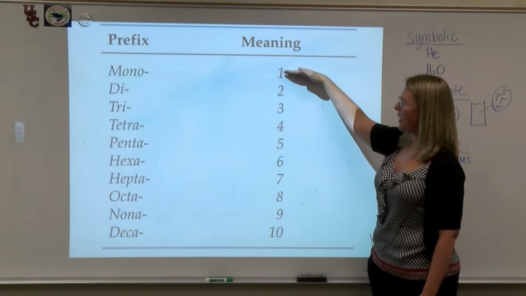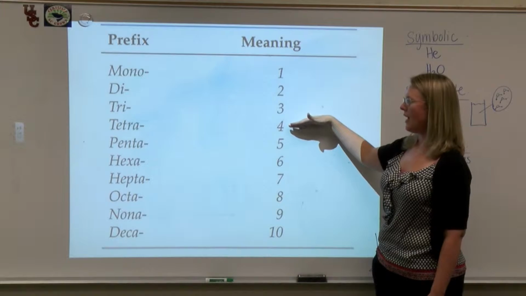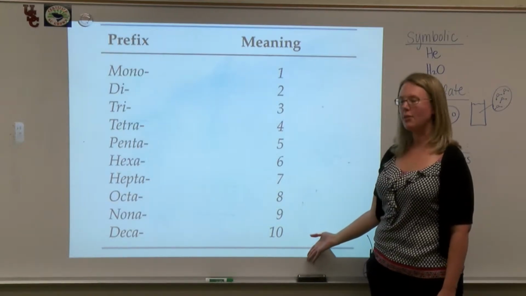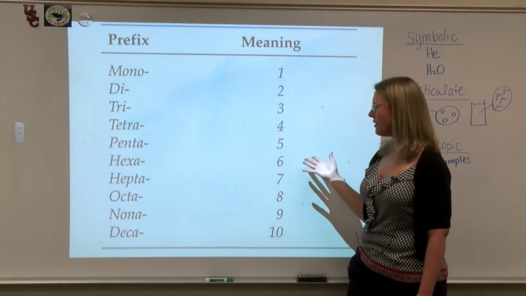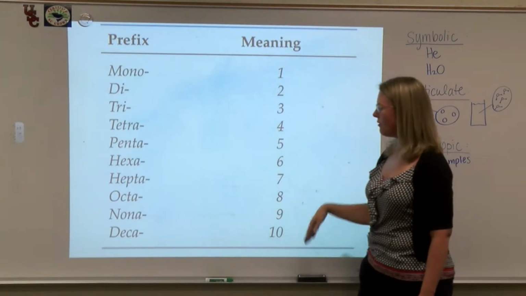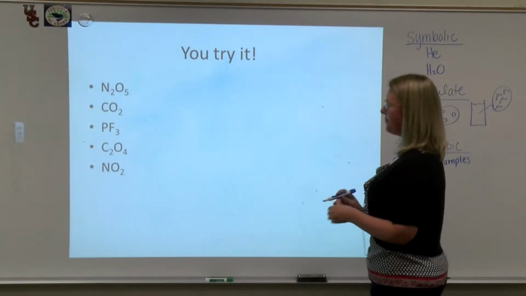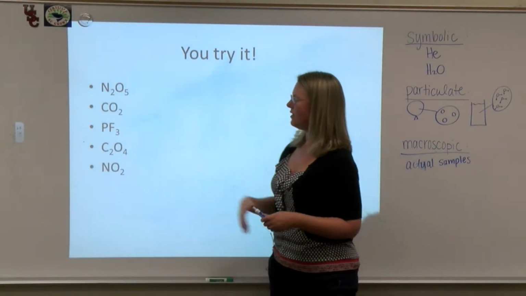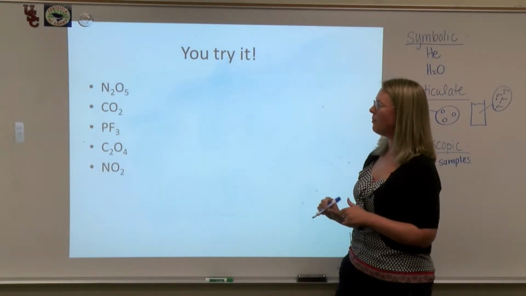So 1 is mono, 2 is di, 3 is tri, 4 is tetra. After tetra, it all follows geometry. A 5-sided figure would be a pentagon, a 6-sided figure, a hexagon, and so on. And so there are the prefixes for you. Now you try it. We've got a couple of different examples here for you to try. I'm going to do the first one with you because I haven't done an example yet.